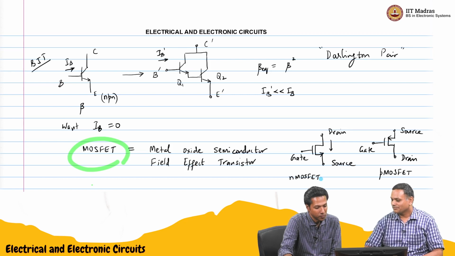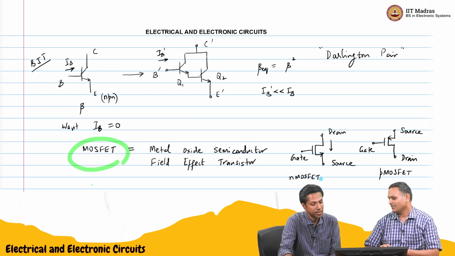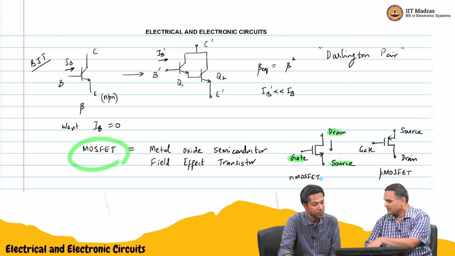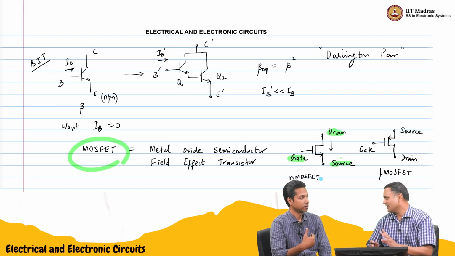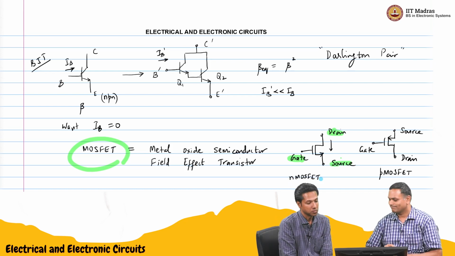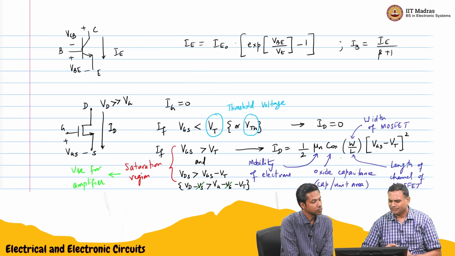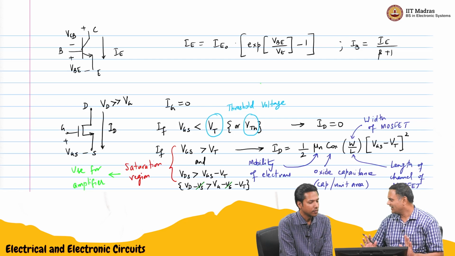And we said just like you have NPN, PNP, you have N MOSFET, P MOSFET. The names given are slightly different. Just like you had the base, you have the gate. Just like you had the collector, you have the drain. Just like you had the emitter, you have the source. Equations are slightly different.